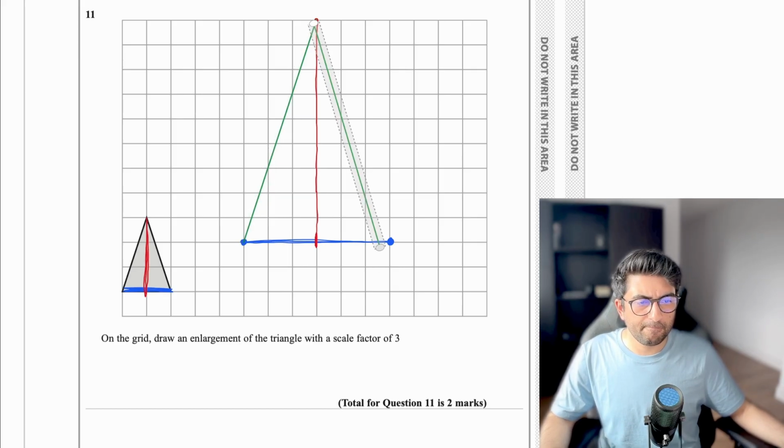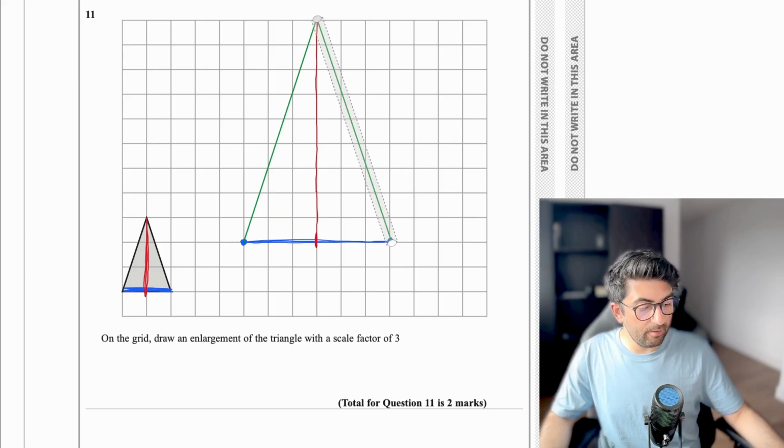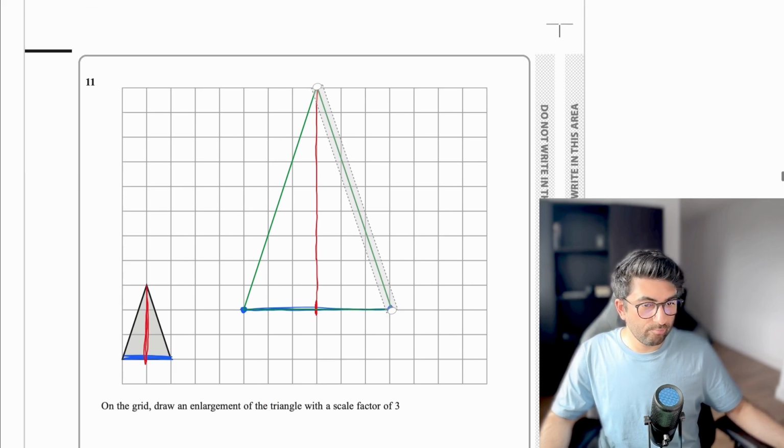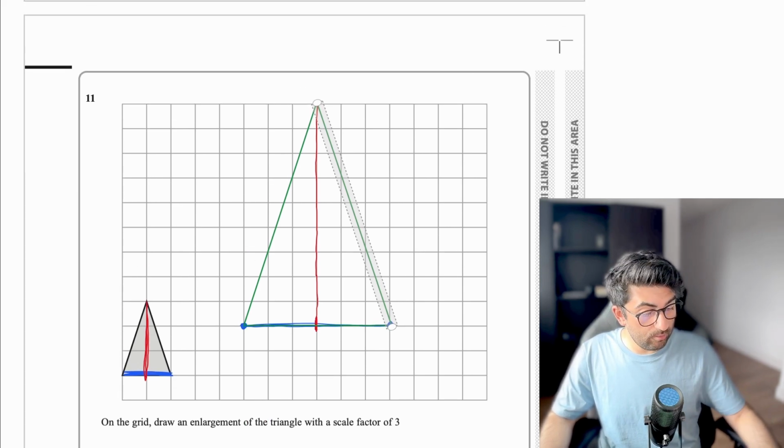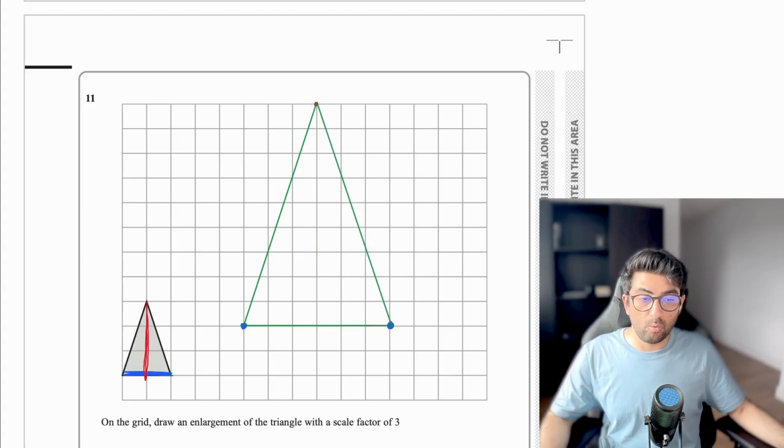Goes here. And I might even tidy up the horizontal line as well, because it does not look very good. And I think we are done. We've got this perfect triangle, which is scale factored by 3.